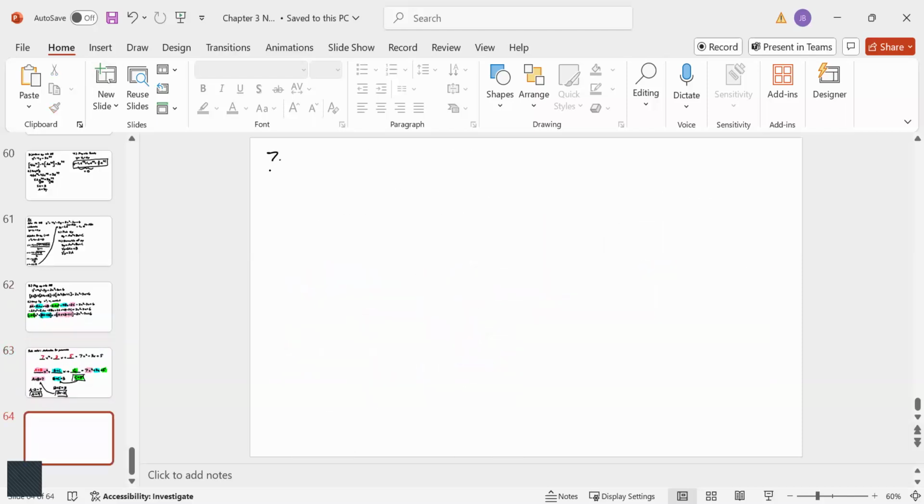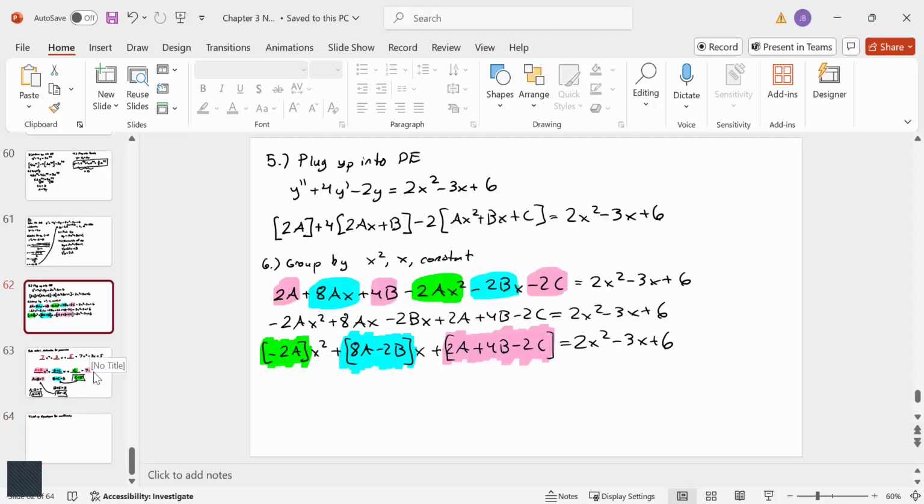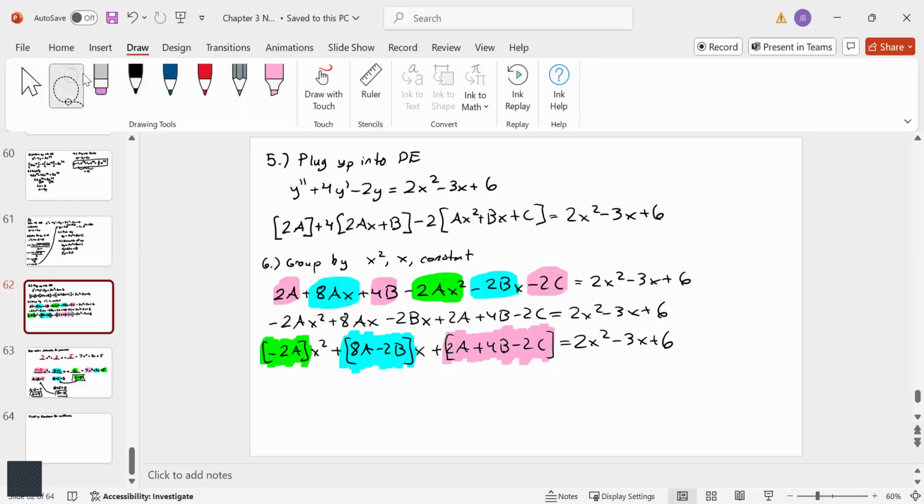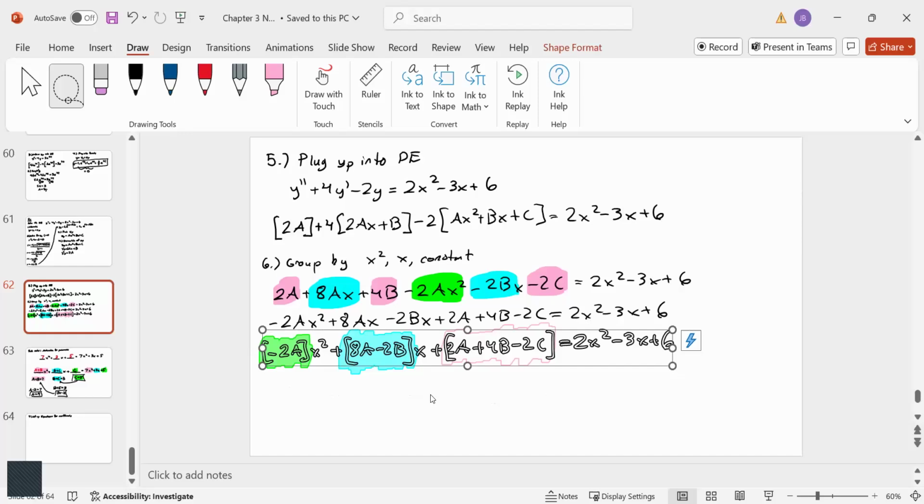So step 7, set up equations. Now, I know it sounds like, wow, there's like 10 steps here. It's because I'm just expressing every little detail. You can condense down into as many steps as make sense to you. So set up equations for coefficients. And just so that we can have it right in front of us, that way we know what we're talking about. Bring it over.